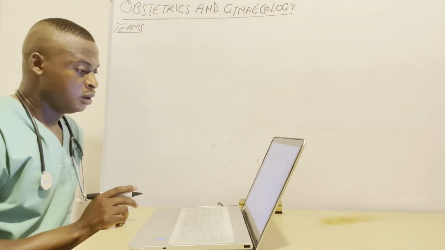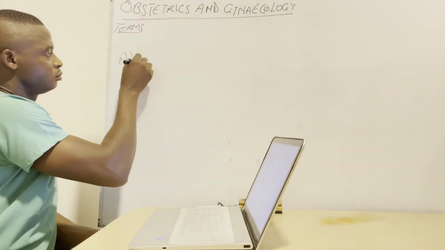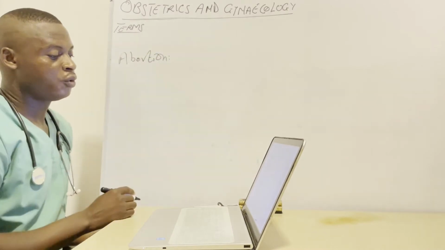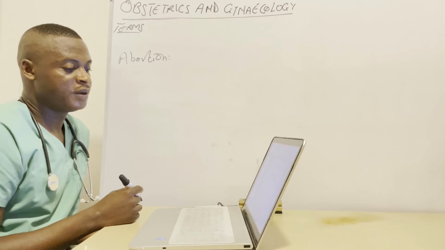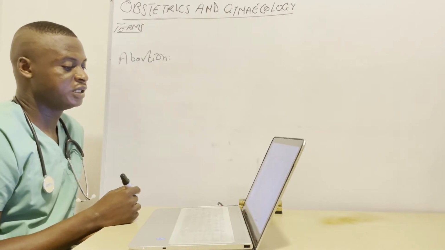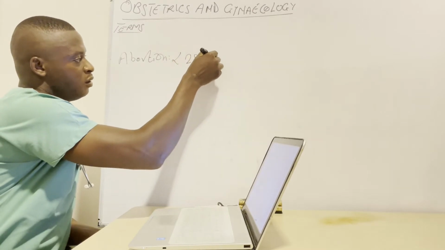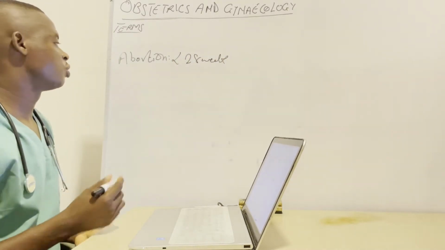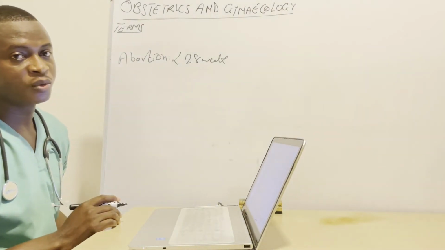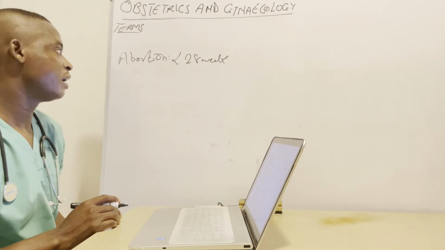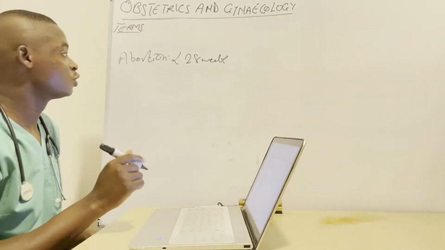All right. Now, let's look at abortion. When you say abortion, what does it mean? This is the expulsion of the product of conception from the uterus before 28 weeks of gestation. So anything less than 28 weeks of gestation, being it spontaneous or not spontaneous, is called abortion. So all the products of conception will just fall off from the uterus, through the cervix, through the vagina, and everything is gone. So it's called abortion.